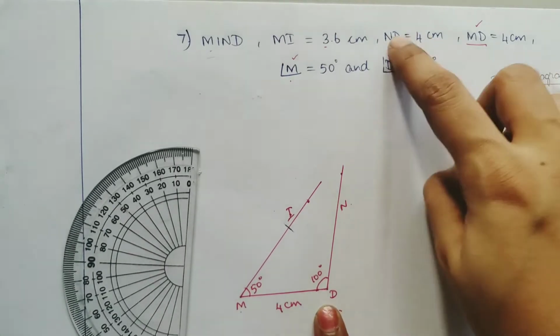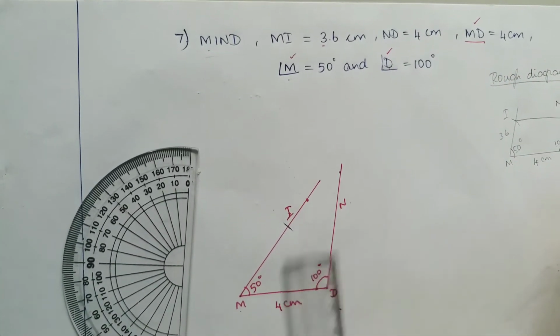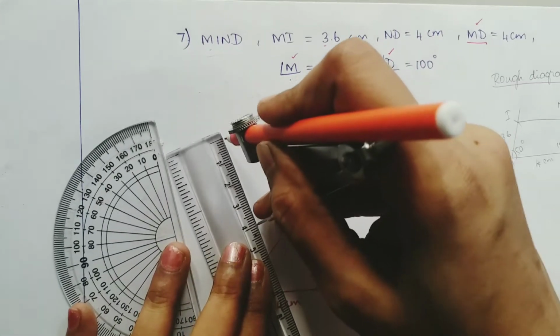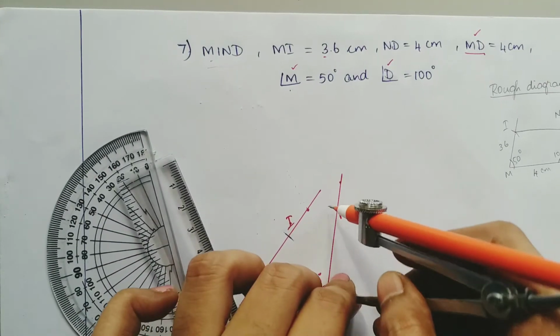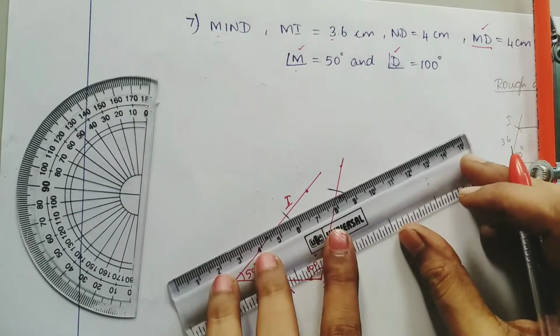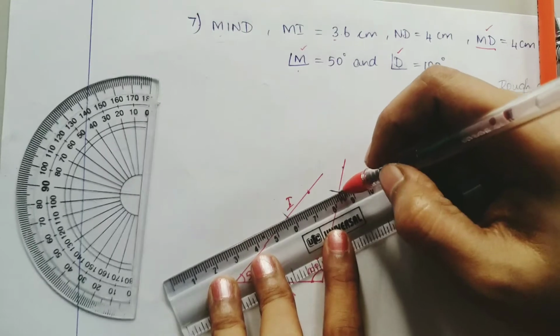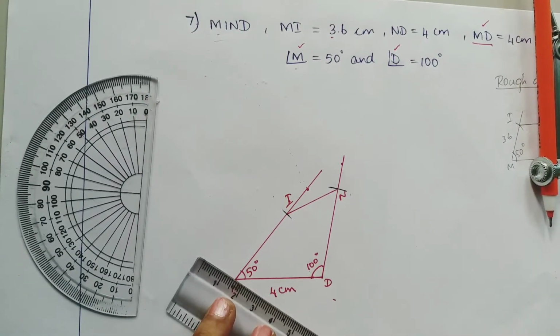And the next one is ND. The value is 4 centimeter. Again take your compass and measure 4 centimeter. Okay, so from D it is going to be here. What is the next step? We are going to join this I and N and form the quadrilateral. Okay, so this is the quadrilateral.